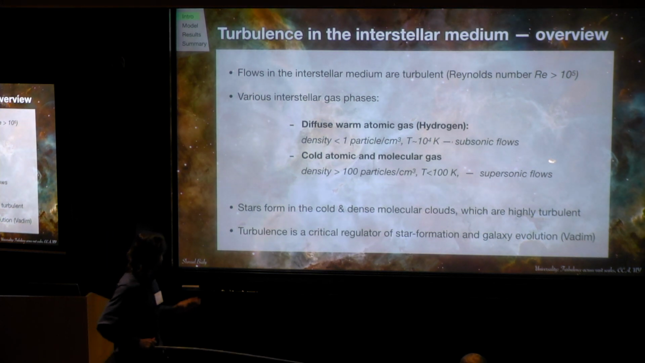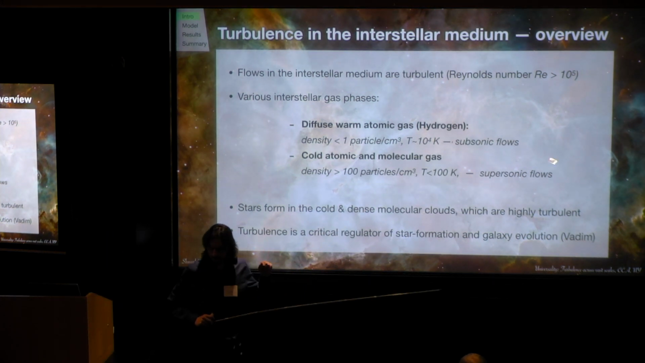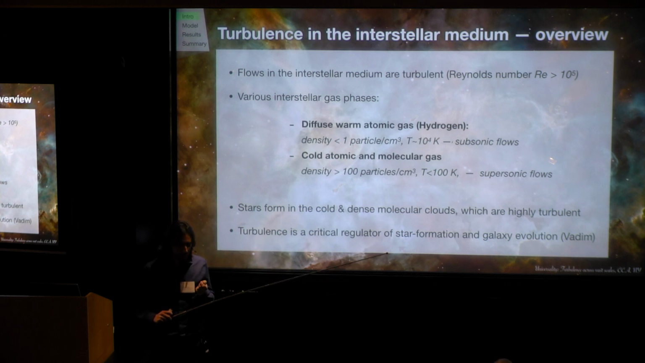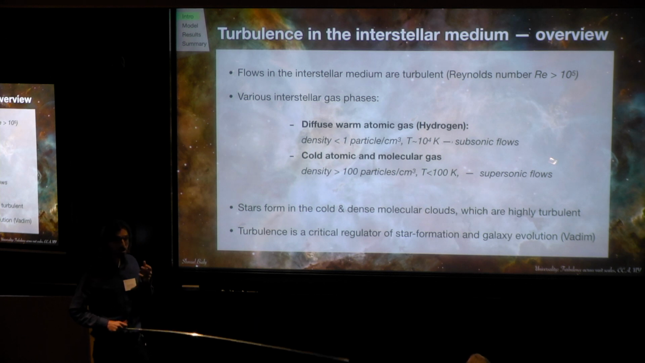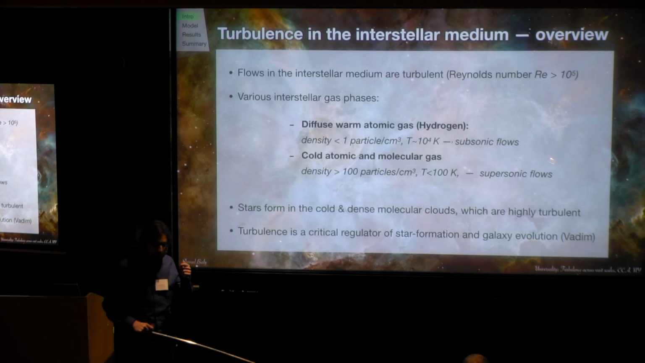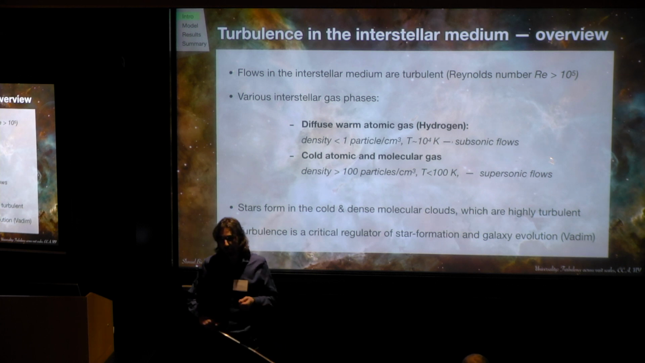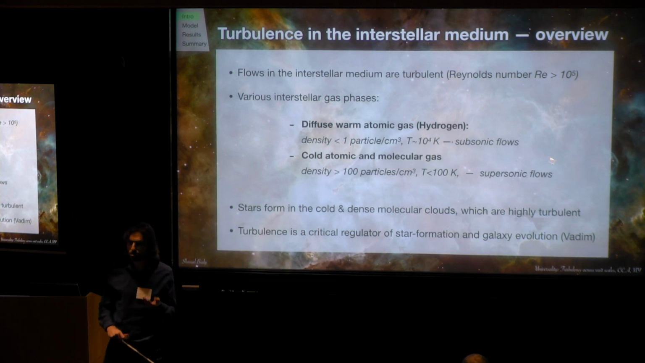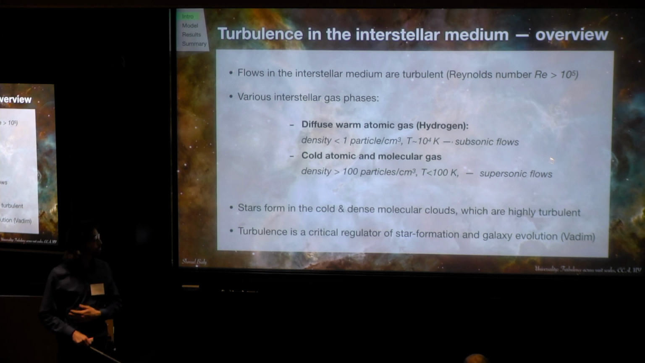and won't let you stare at it. So just to start with a short overview, because we come from different fields, about the interstellar medium and the turbulence in it. In the interstellar medium, flows become very rapidly turbulent because of the high Reynolds number, which you can very easily estimate. The Reynolds number is about 10 to the 5, 10 to the 6, sometimes even more.